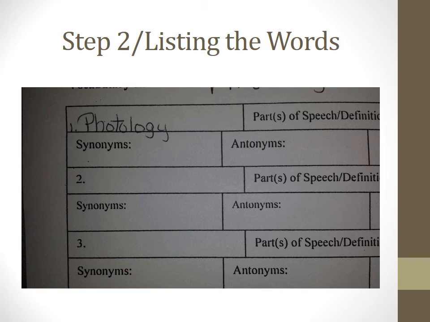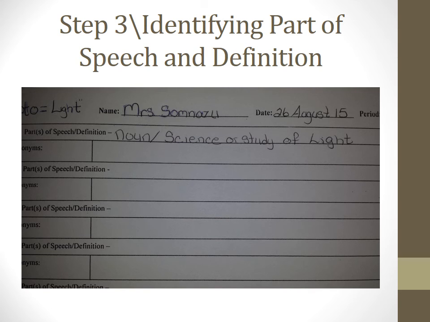After you write your vocabulary word, it is your job to look up the word using whichever medium you choose, whether it be a dictionary or an internet source. You're going to find the part of speech, meaning is it a noun, a verb, an adjective, and you are going to give me the definition that relates to your root. So I know that photo means light. Therefore, photosynthesis means the science of studying light.